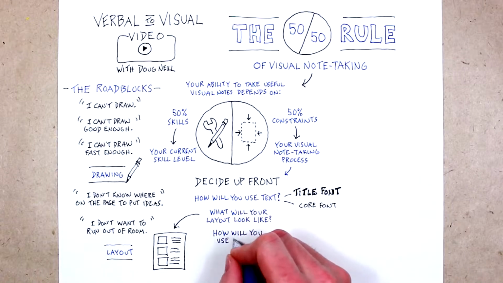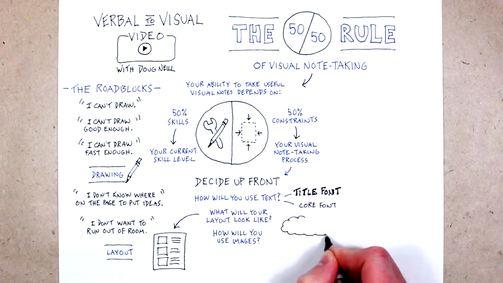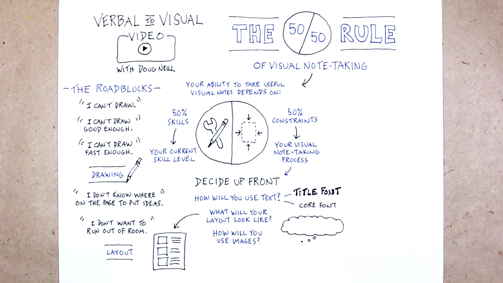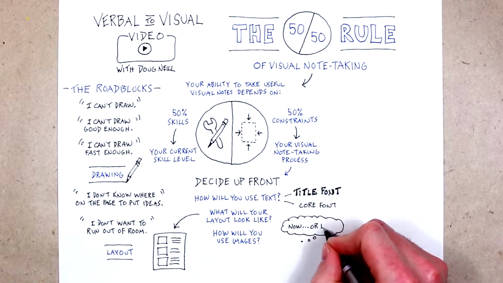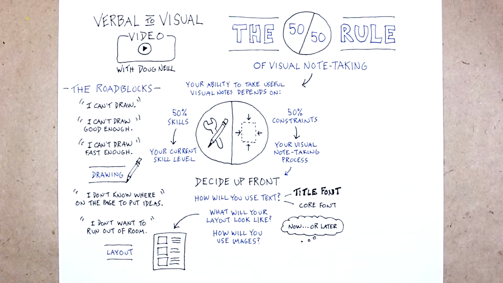How will you use images? Will you try to draw a ton in the moment, or maybe leave some blank space next to those words so that you can come back later and do the more time-consuming process of drawing out that idea? How will you use color? My default is to draw images in black and write the text in blue, at least for these videos. But you get to make your own decision about if and how you'd like to use color.